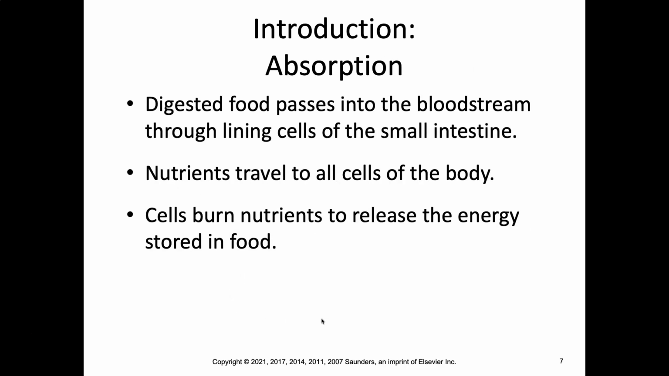Then your digested food reaches absorption, which is the next stage. It passes into the bloodstream through the lining cells of the small intestine. You need to know this: the small intestine is where that absorption happens, moving nutrients from the intestine to the bloodstream through those lining cells. Those nutrients then travel to all cells of the body through the bloodstream. The cells burn the nutrients to release the energy stored in food.